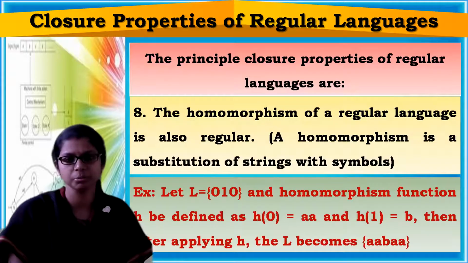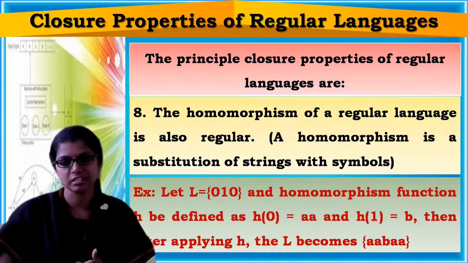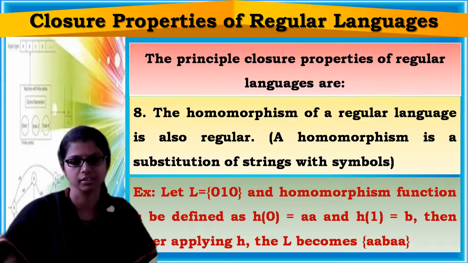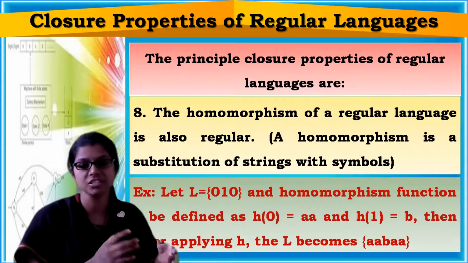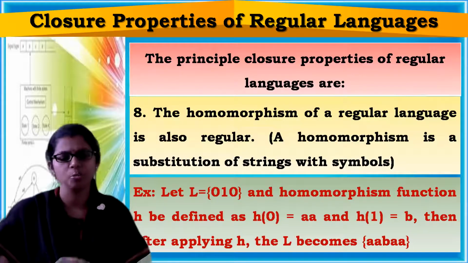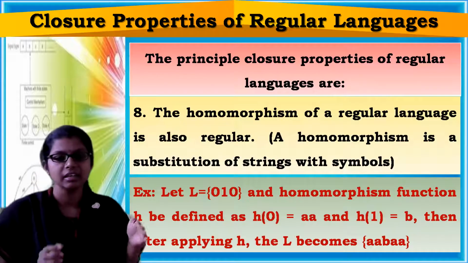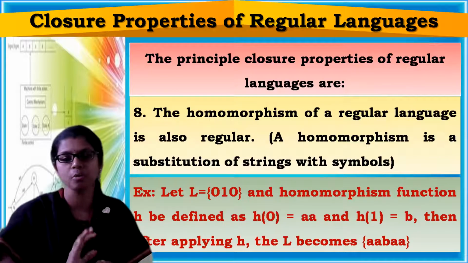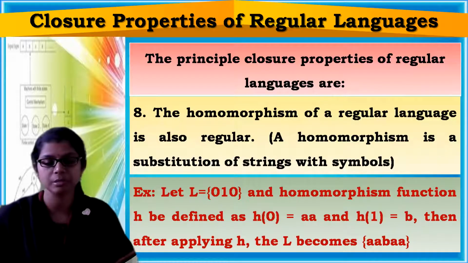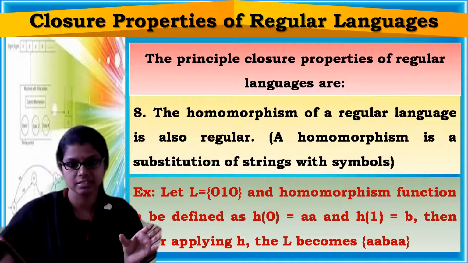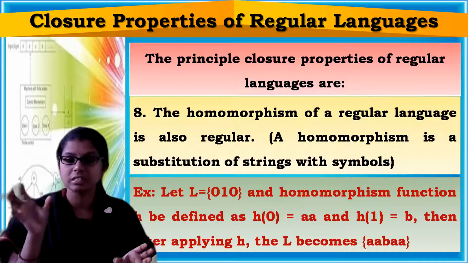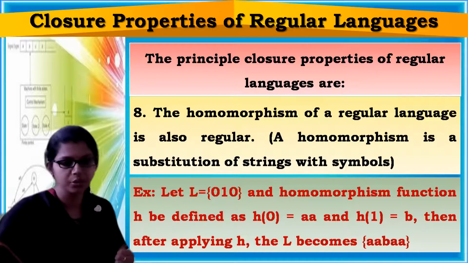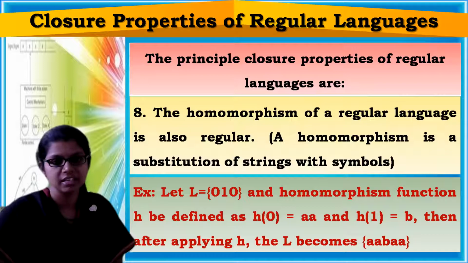Next, coming to the eighth property, homomorphism. The homomorphism of a regular language is also regular. What do you mean by homomorphism? Simply, the substitution of some particular strings with some symbol is nothing but homomorphism. Let us take one example. Let language L be 010.